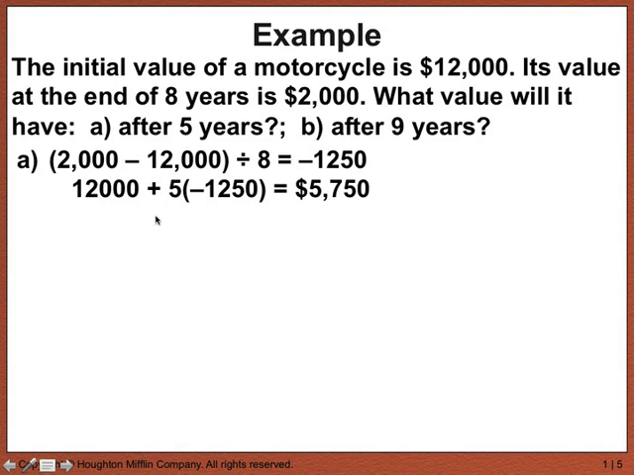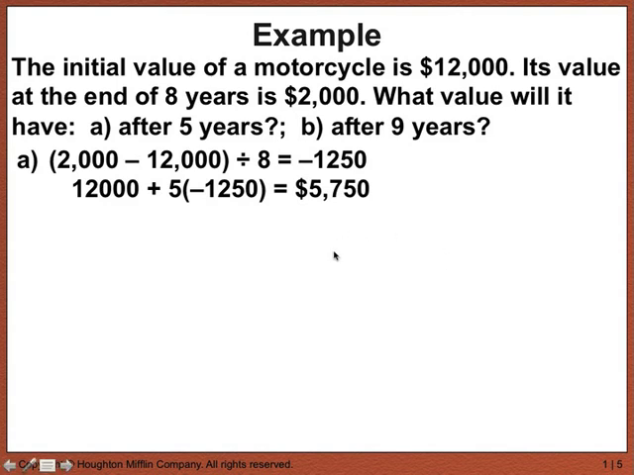Alright, now since part A says after 5 years, then we simply plug in 5 for the time. And that is 12,000 plus 5 times negative 1250 equals 5750. So the total amount, or the value of this motorcycle that originally cost $12,000, its value after 5 years is $5,750. And by the way, that phenomenon of a vehicle or a car or any product going down in value over time is called depreciation. You probably have heard the term before, depreciation.